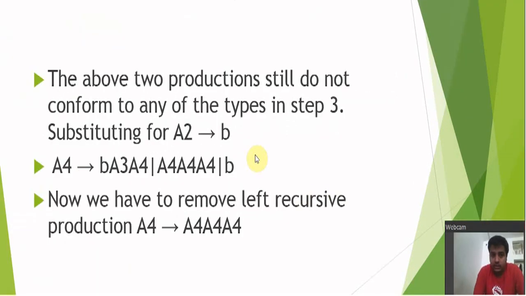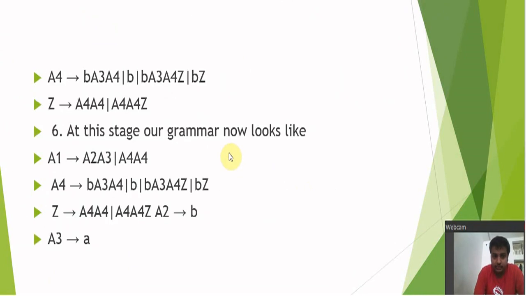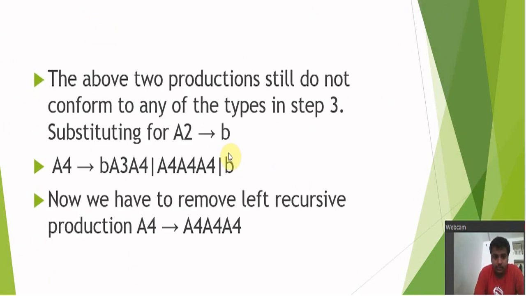The above two productions still do not conform to any of the types in step 3. Now, if we substitute A2 with B, the earlier production will be B A3 A4 and of course A4 A4 A4 along with B. Still, we have to remove the left recursion from A4, because here too the value on the left side, that is 4, is not greater than all the values on the right side.